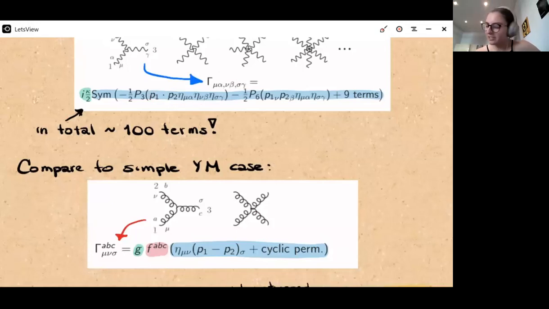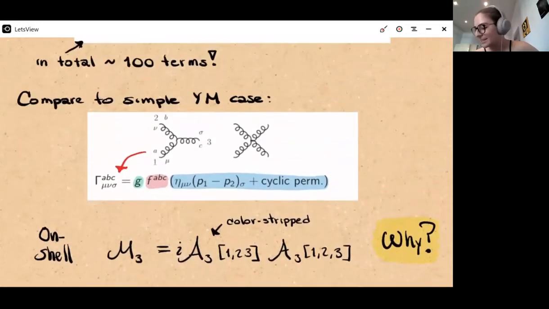And the solution, which was actually noticed 100 years ago, is that you need to put it on shell. So instead of just looking at the vertex, if you look at the scattering amplitude on shell, and you remove this color factor and square the kinematics, then what you will find is that you obtain the scattering amplitude of gravity. So basically you have the following relationship on shell. And this has been realized for the 3-point amplitude a while ago.